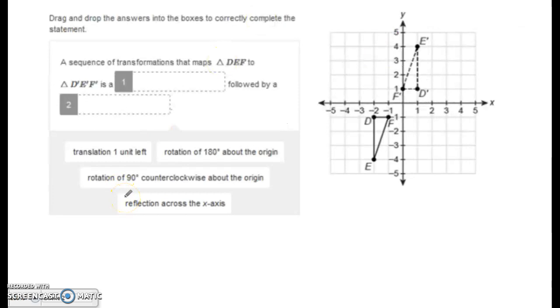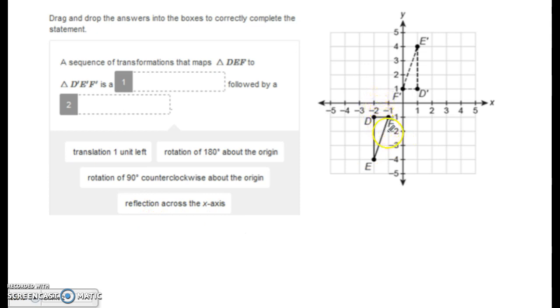All right, this one says, drag and drop the answers into the boxes to correctly complete the statement. The sequence of transformation that maps triangle DEF to triangle D', E', F' is a blank followed by a blank. Okay, so let's look at this.